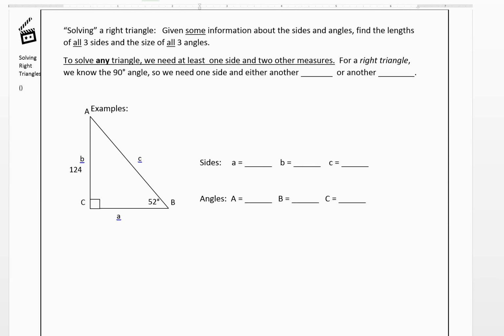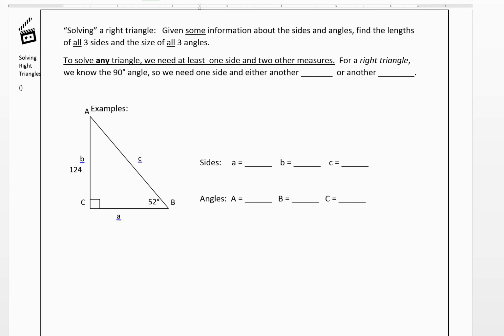Now we're going to talk about solving a right triangle. So you're going to have a triangle and you're going to be given some information about the sides and the angles. And the goal is to be able to find the lengths and the measures of all of the sides and all of the angles.